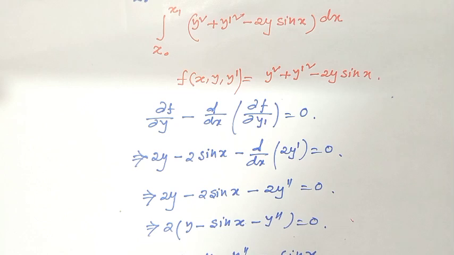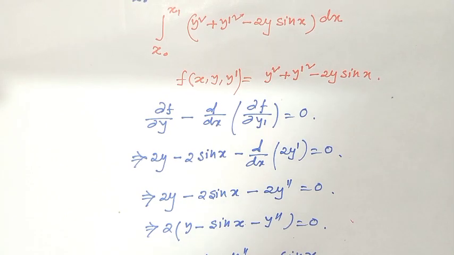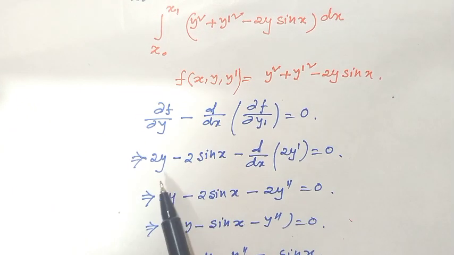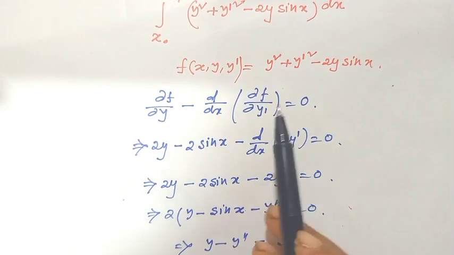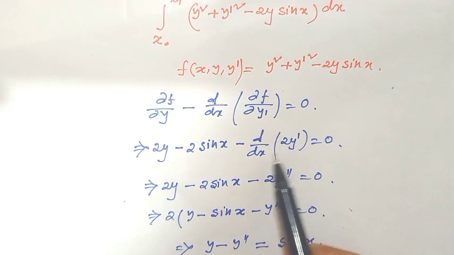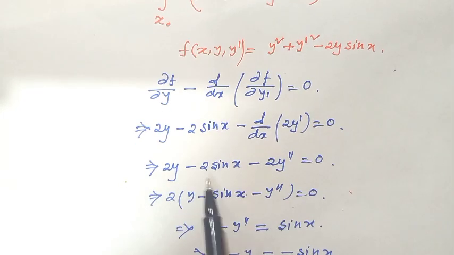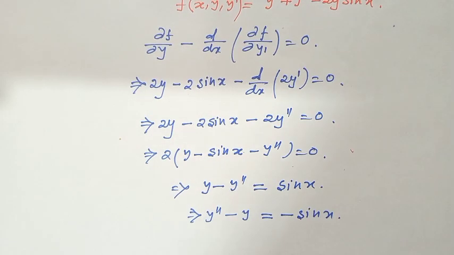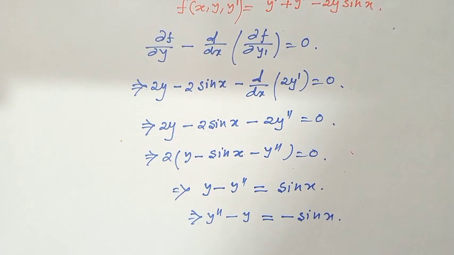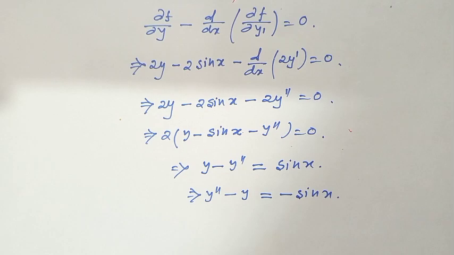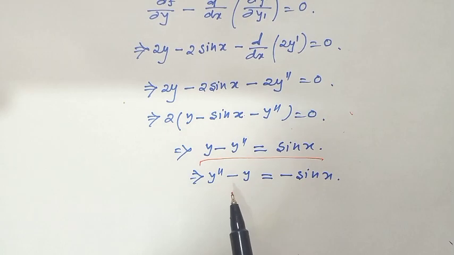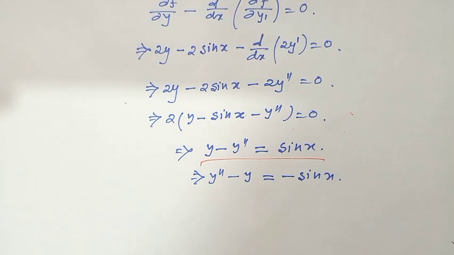Here the Euler equation is ∂f/∂y − d/dx(∂f/∂y') = 0. ∂f/∂y means obviously 2y − 2 sin x. d/dx of ∂f/∂y' means 2y''. Then that implies 2y − 2 sin x − 2y'' = 0. Taking 2 common, 2 times (y − sin x − y'') = 0. That implies y − y'' = sin x, and from this y'' − y = −sin x.